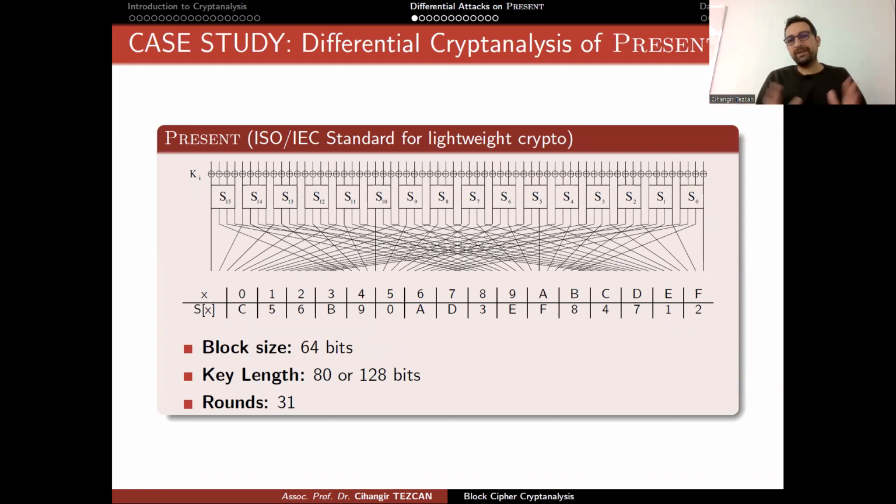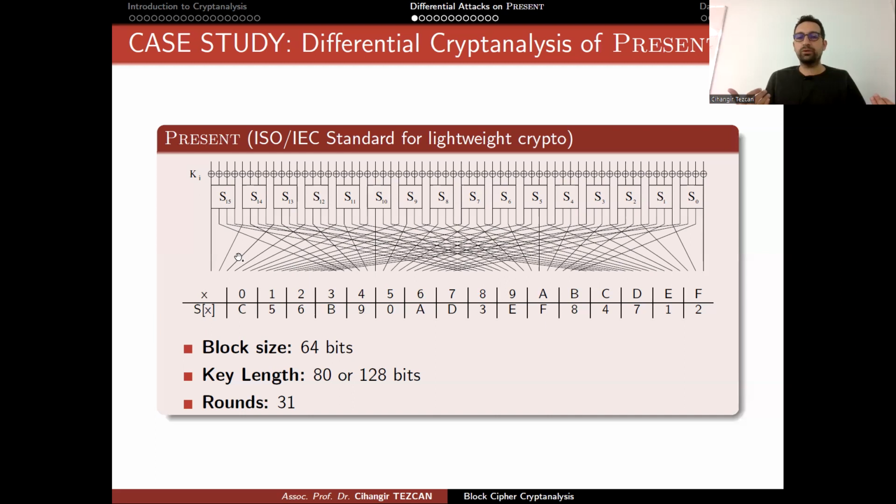So since PRESENT is a very easy and simple cipher to understand, I will give a differential cryptanalysis attack on PRESENT to explain how differential cryptanalysis works. So let's recall what PRESENT looked like. It was an SPN cipher, substitution permutation network. It had three layers: key addition, substitution, and permutation. In the substitution part, here you have the confusion, and here you have the diffusion.